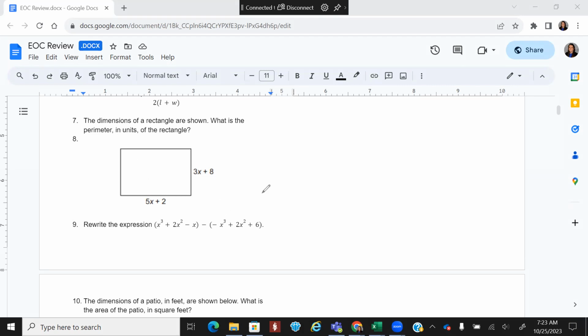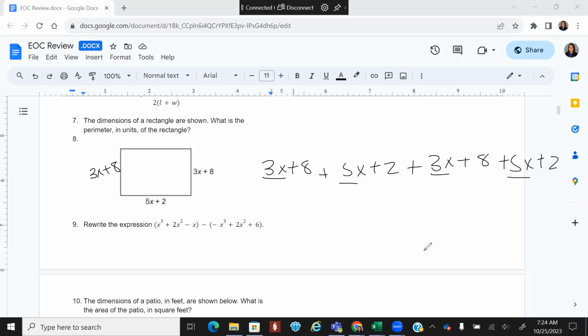We add up all the sides. So we're going to do 3x plus 8 plus 5x plus 2 plus 3x plus 8 plus 5x plus 2. And then we're going to combine our like terms. So 3 plus 5 plus 3 plus 5 will give us 16x. 8 plus 2 plus 8 plus 2 is going to give us 20.